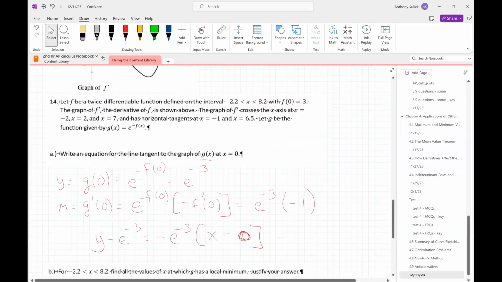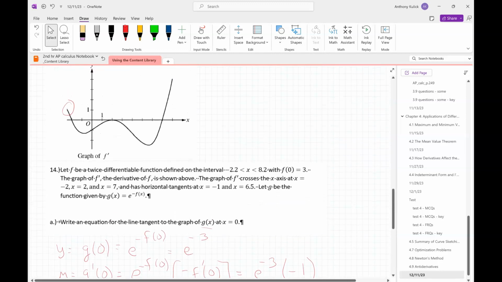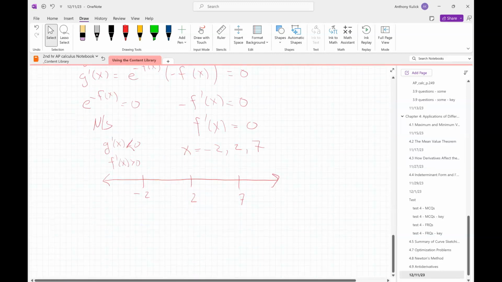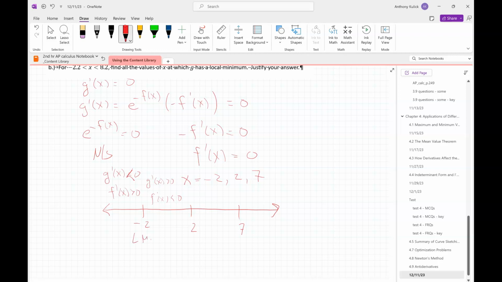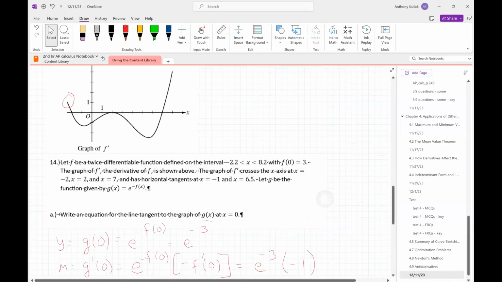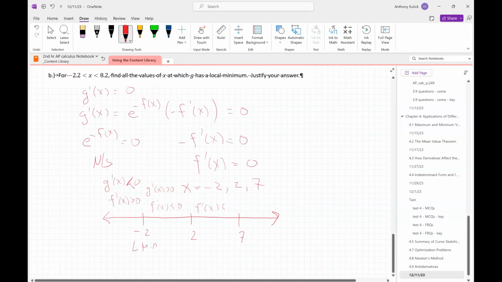From negative 2 to 2, we see that f prime is negative. So g prime there should be positive. So that's a local min. Here we have, again, f prime is negative. So g prime should be positive. So this is nothing because you're going from positive to positive.